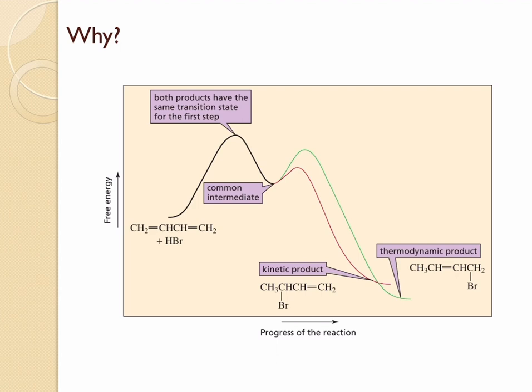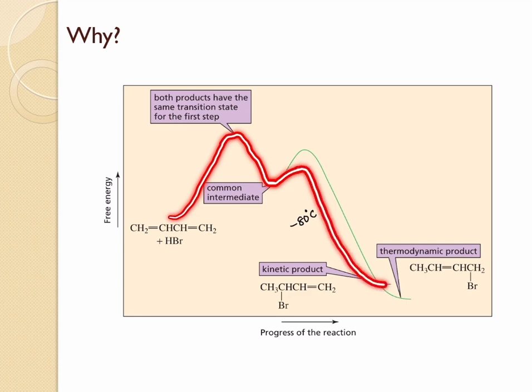Let's say you conduct the reaction at a low temperature of close to minus 80 degrees Celsius. At that temperature, the reaction has sufficient energy to overcome the energy barrier of the first reaction and form the intermediate, and it has enough energy to overcome the energy barrier of the second reaction and finally form the kinetic product. But it does not have enough energy to do the reverse reaction, since there is a large energy difference between the intermediate and the product.